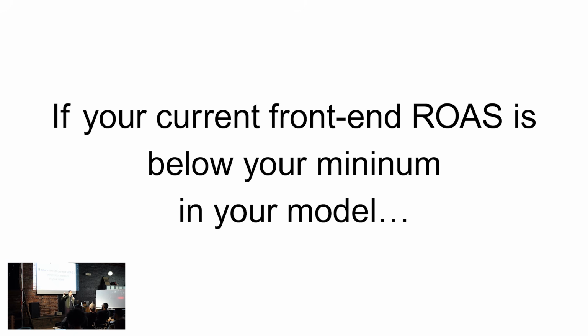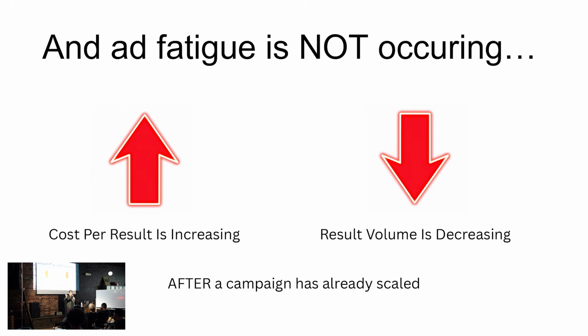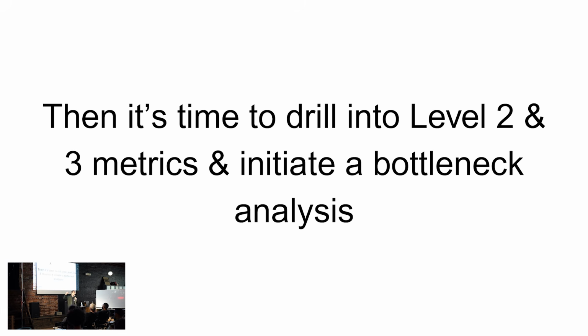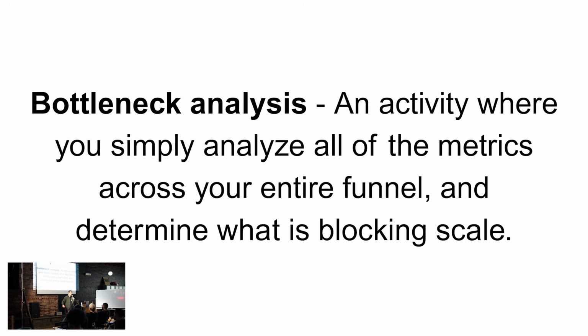So if your current front-end ROAS is below your minimum in your model, and ad fatigue is not occurring, which ad fatigue is this: cost per result is increasing, result volume is decreasing, after a campaign has already scaled, so not when you first launch it, right? If you first launch a campaign and it doesn't work, the ads just sucked, or there's some other bottleneck that we'll go over. If ad fatigue is not occurring, then it's time to drill into those level 2 metrics and level 3 metrics and initiate a bottleneck analysis, which is just this, right? It's an activity where you simply analyze all of the metrics across your entire funnel and determine what is blocking scale. So what's messing you up?